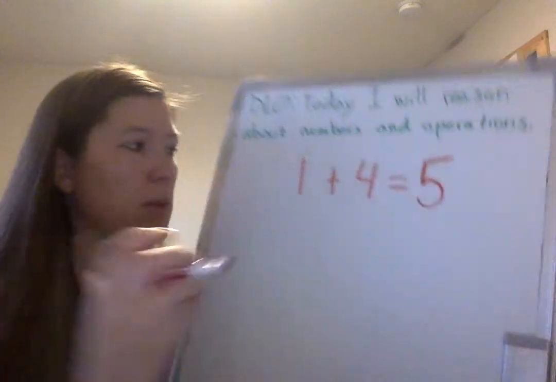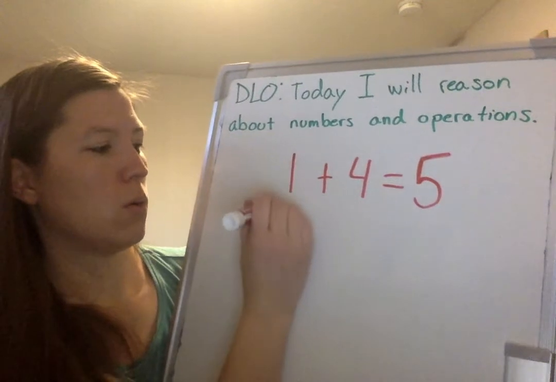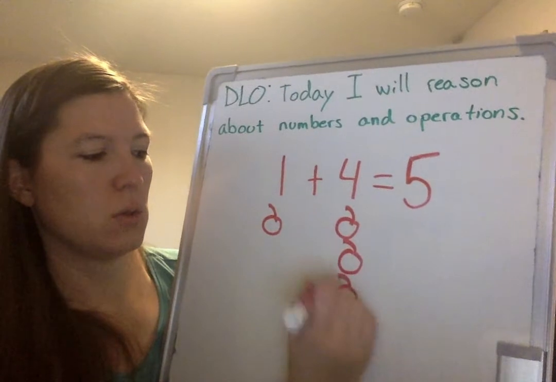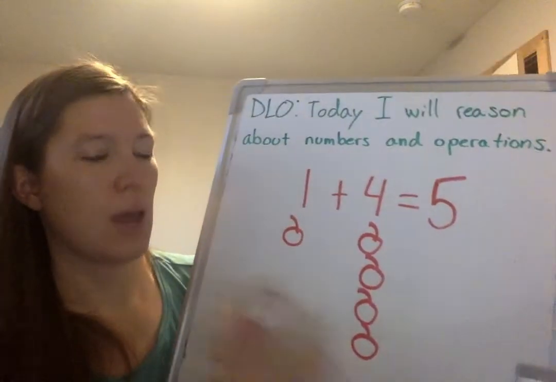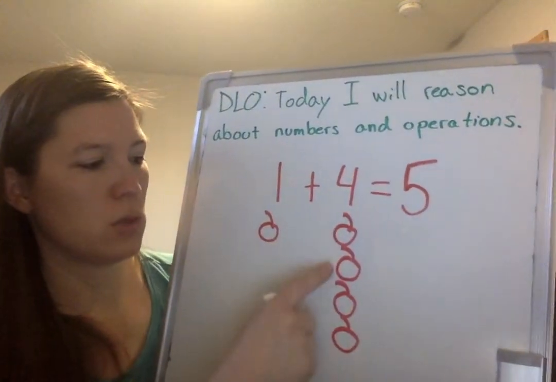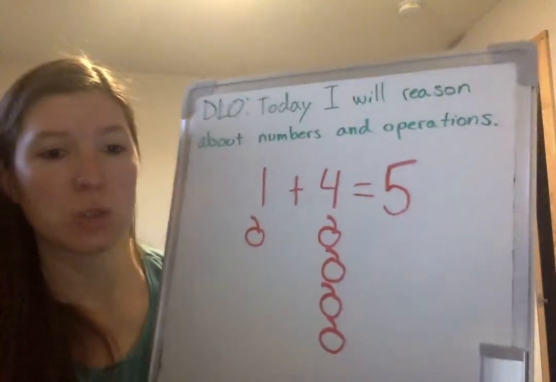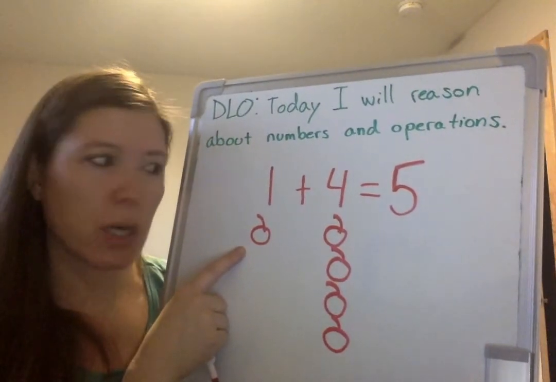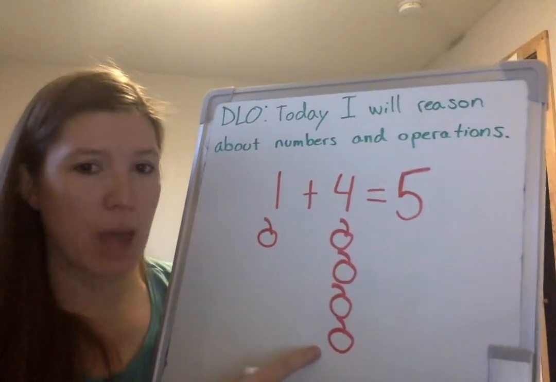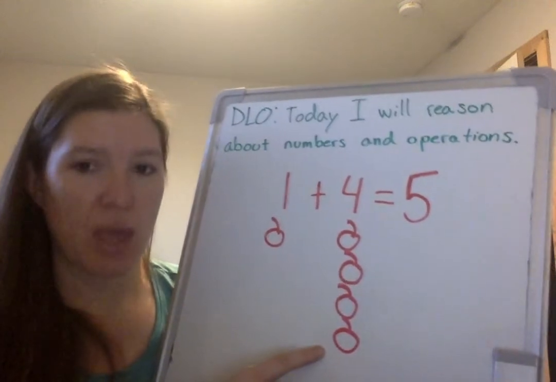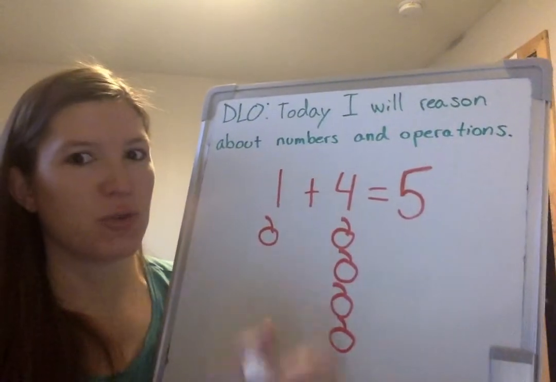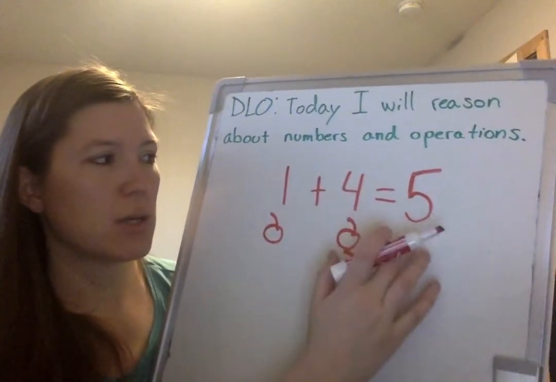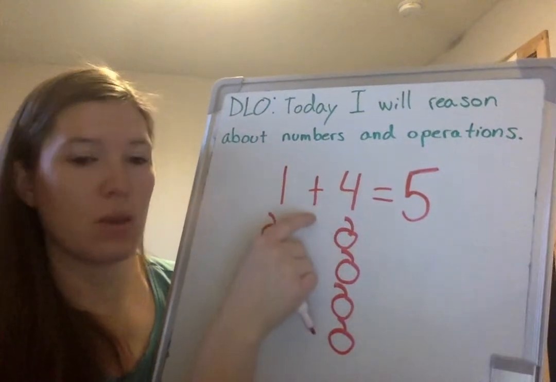Now I'm going to draw the pictures. How many are in this group? 1. How many are in this group? 4. 1, 2, 3, 4. Add them all up. 1, 2, 3, 4, 5. 5 is my sum. Here's my story. I had 1 apple. I went to the store and bought 4 more apples. How many apples do I have in all? 5. So tell your story to explain your sum, the numbers that you have, and the operation that's there.